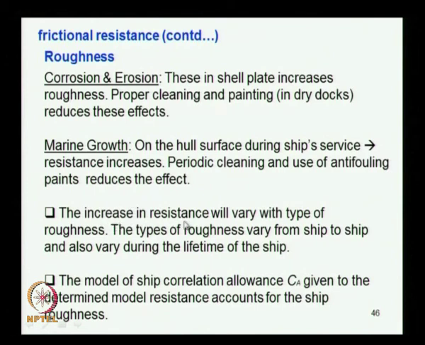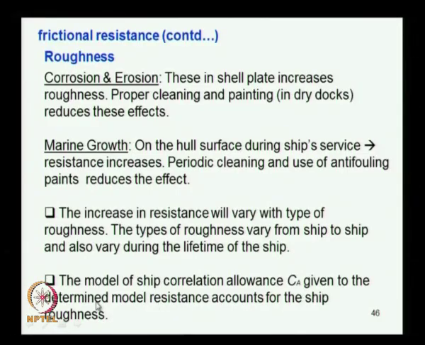The increase in resistance will vary with the type of roughness, which is obvious. The types of roughness vary from ship to ship and also vary during the lifetime of the operation of the ship. If it is a new ship put to operation, initially there is no growth and so roughness is less, but over the course of time the accumulation of biological growth increases, and roughness increases and resistance increases. So, as I said before, it should be periodically cleaned and repainted.